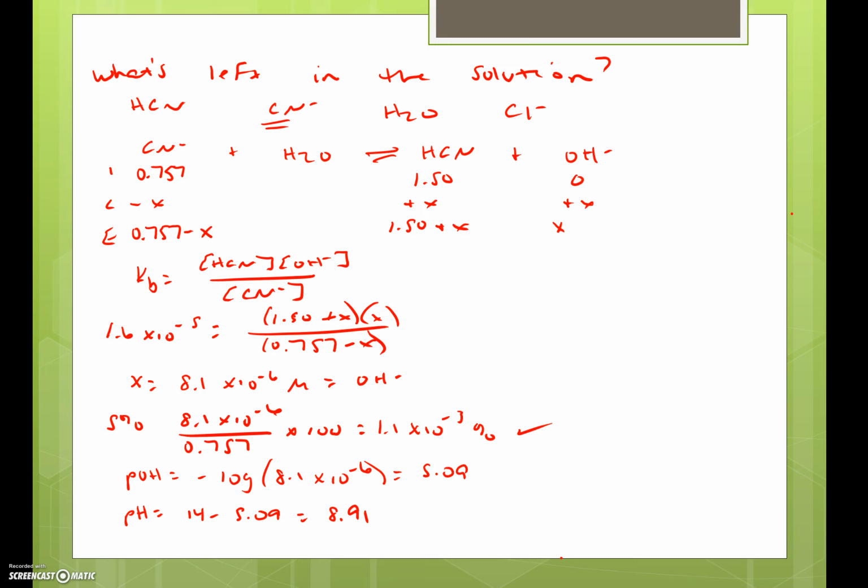So first we want to list what's left in the solution. We've got the hydrocyanic acid, we've got the cyanide ion, we've got the water, and we've got the chloride ion. Now the chloride ion isn't going to do anything. The hydrogen ion was completely consumed, so it's not there anymore. And we're going to make our new ice chart. So the concentration of our cyanide ion is 0.757. The concentration of our hydrocyanic acid is 1.50. And we don't have any hydroxide ion originally, so we'll put down 0.